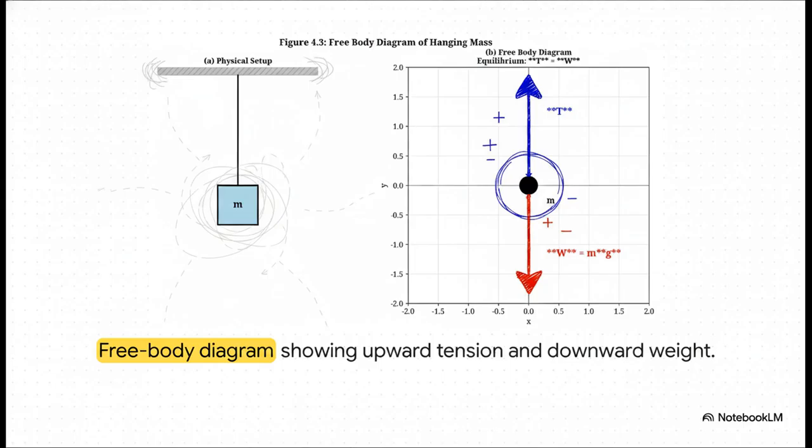Take a stationary hanging mass. We draw it as a simple dot. The upward tension from the string pulls up, and gravity, the weight, pulls down. Because the mass is stationary, we know its acceleration is exactly 0. Therefore, those upward and downward forces must be perfectly balanced to achieve equilibrium. It really is that straightforward.